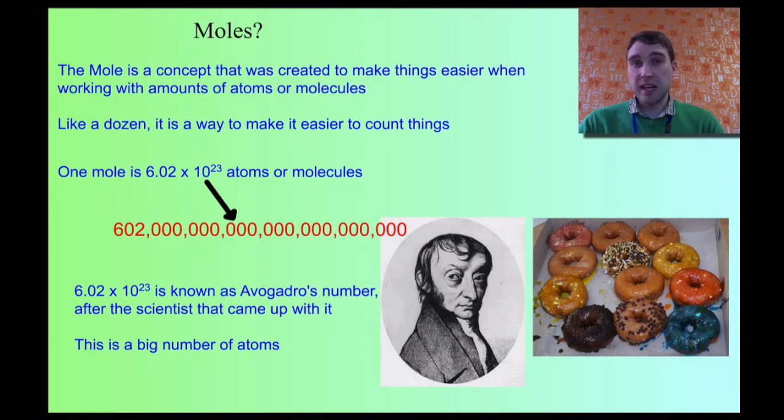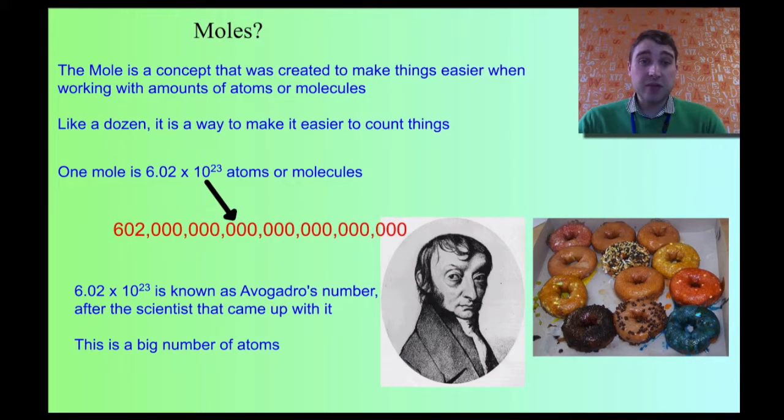So what is a mole? A mole is a number of things. A dozen is 12, a ream of paper is 500 sheets, a baker's dozen is 13, a mole of something is 6.02 times 10 to the 23 of something. The reason we use it in science is because we can use a small number to represent a large number of atoms or molecules. So it makes it easier to deal with large numbers of things.